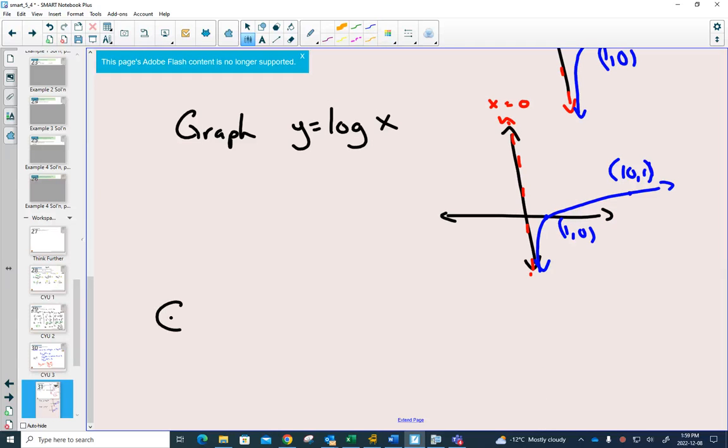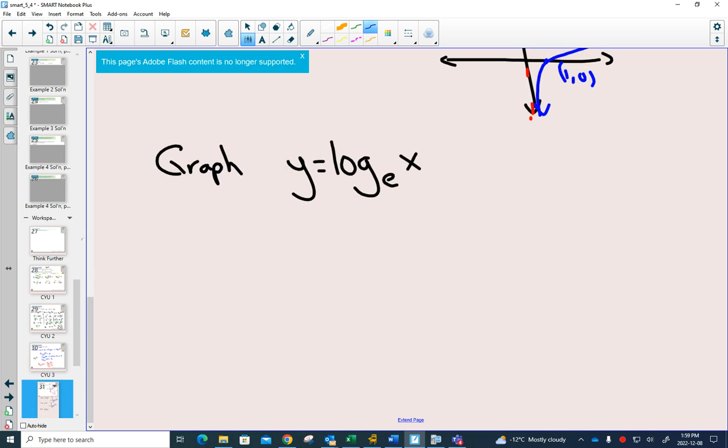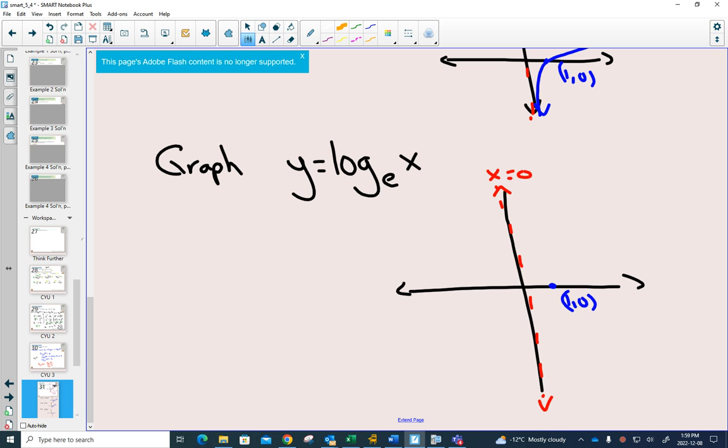Okay, we're going to do another one. See if you remember this. It's a log graph, so it's going to have (1, 0). It's going to have an asymptote at x equals 0. What other point is going to be on this one? (2.7, 1), because e is approximately 2.7.